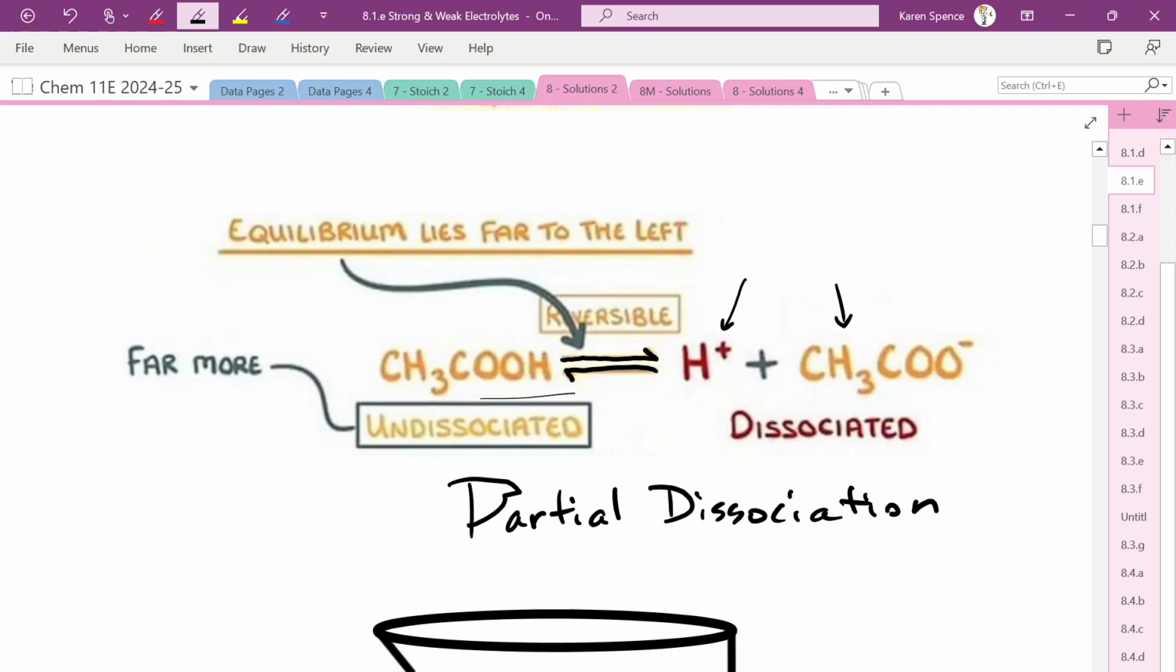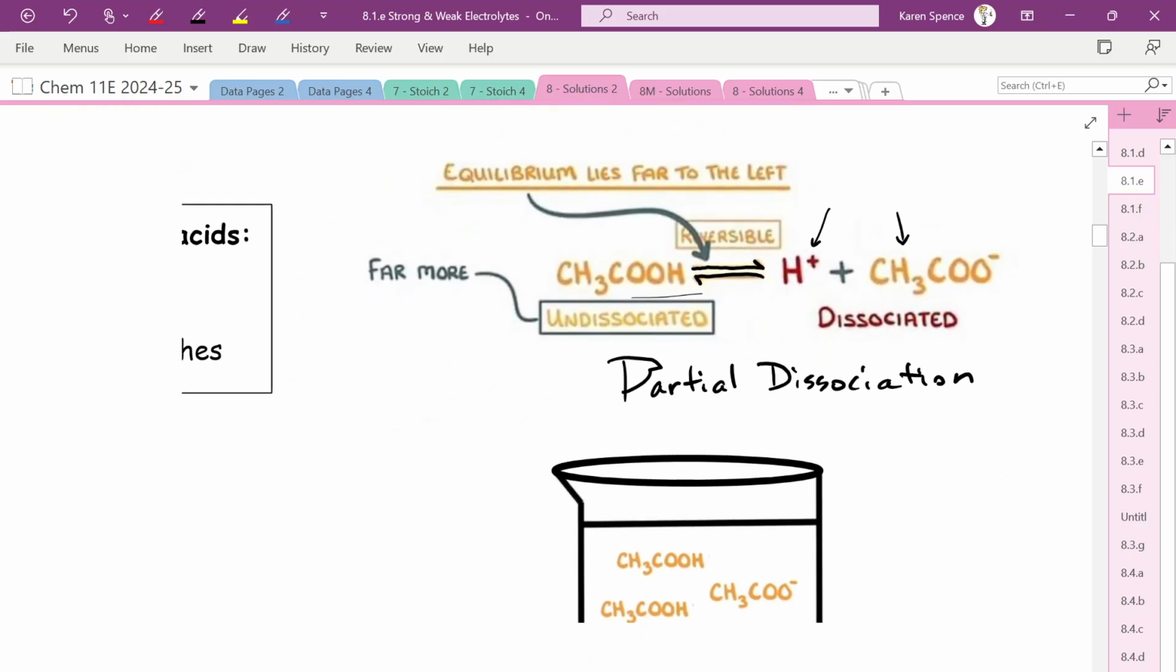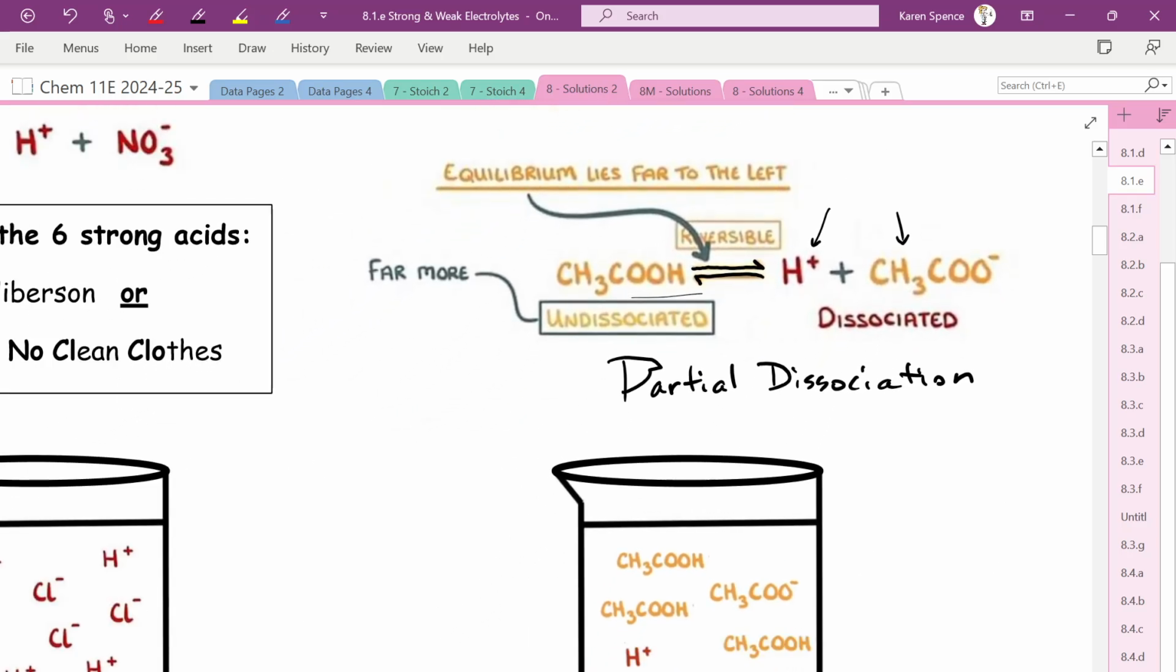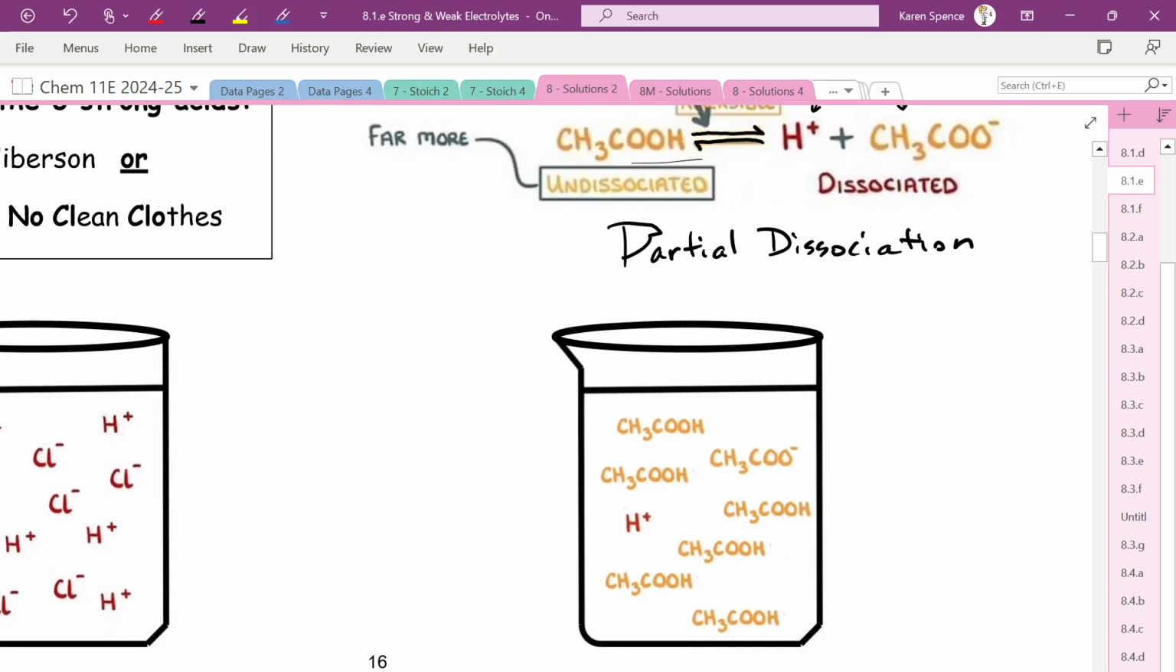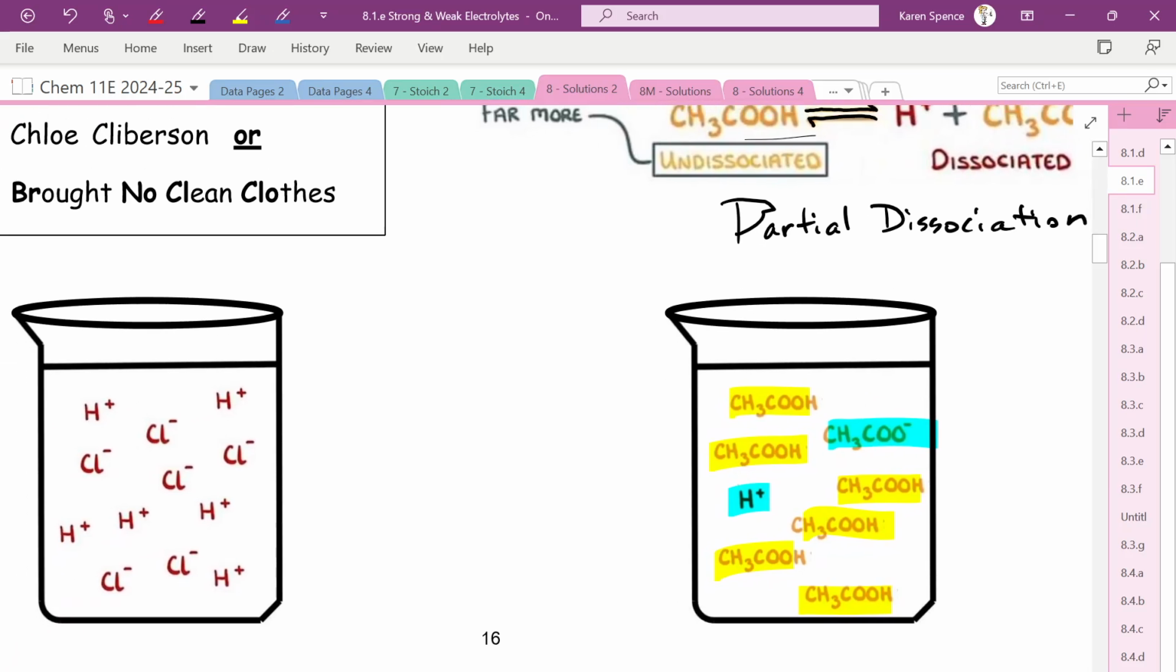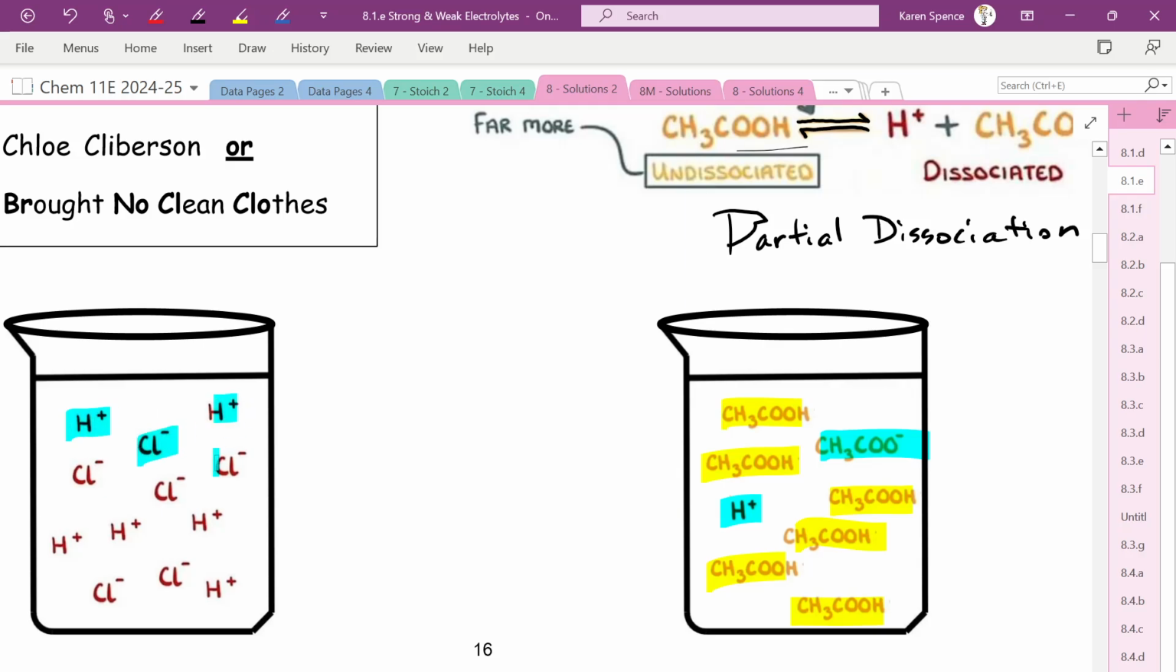And what does that look like if we were to take a snapshot? Well, you'll notice we have undissociated acetic acid. Yeah? Only a very, very little bit of it is dissociated. Most of them are together. So you don't get very many ions for a high concentration. Whereas over in HCl, everybody is dissociated.